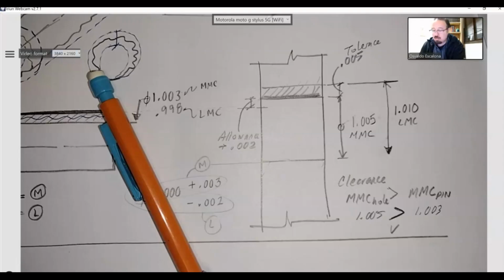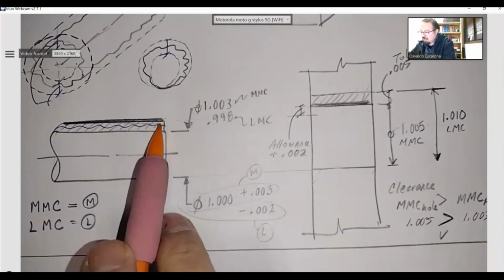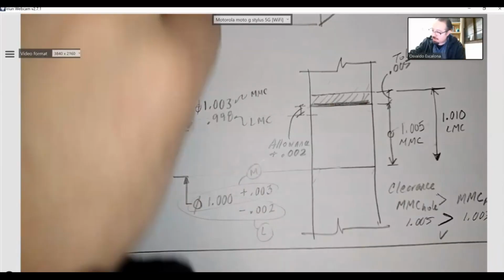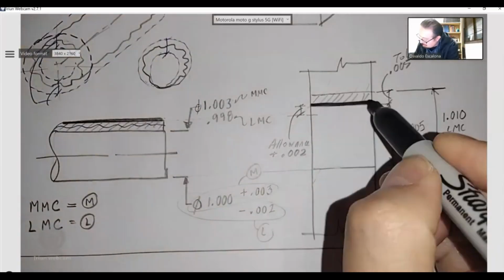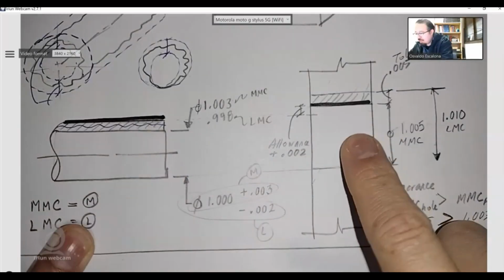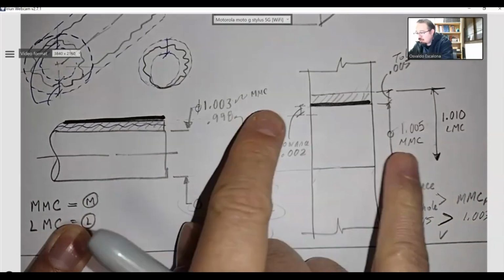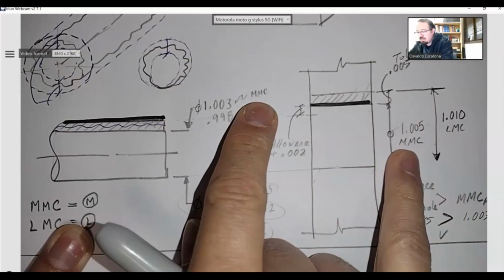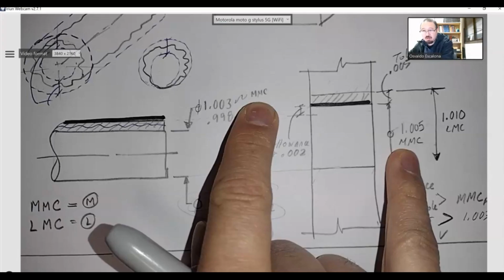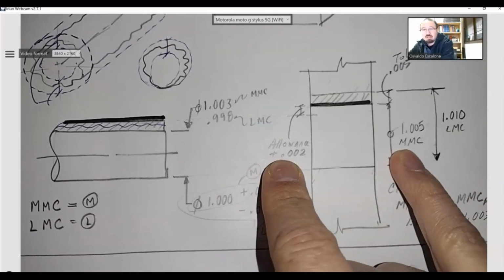And why does it work? The tightest condition is when I'm looking at the MMCs. Again, remember, MMC is where my pin is the biggest and my hole is the smallest. That is the worst mating condition. So MMCs are worst mating conditions. If I want to know the worst mating conditions, I look at the MMCs. Subtracting them gives me the worst case condition allowance, which is the tightest fit.